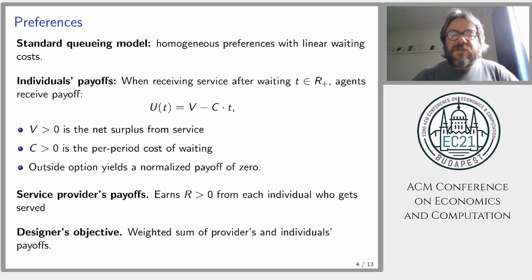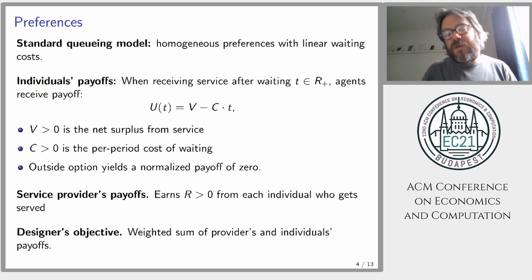Let me go further in the description of the model. It's going to be a standard queuing model where you have homogeneous preferences with linear waiting costs. We'll have 3 parties in this model. One are the individuals, another one is going to be the service provider, and the last one is going to be the designer.